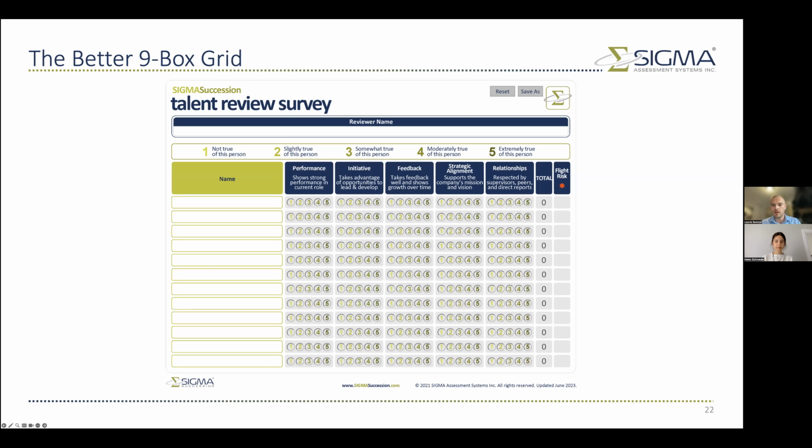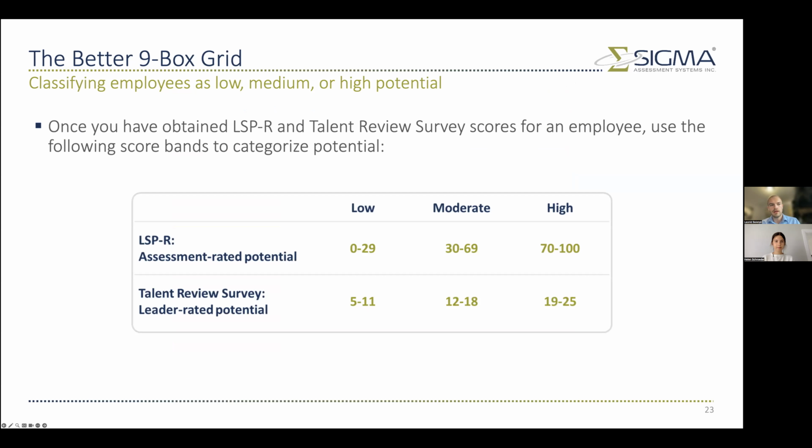So at this point, you might be wondering, how do I take scores from the LSPR assessment that you showed us and this survey, and then actually use them in the 9-box tool? Fortunately, we also have an answer for that. On your screen now, you'll see our scoring bands. Sigma also provides very clear scoring bands, which allow you to categorize each employee as low, medium, or high on both assessment and leader rated potential.